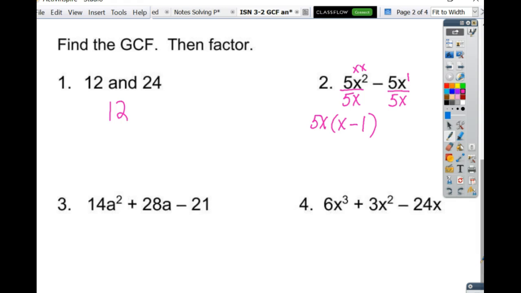So 14, 28, 21. What number can we divide? 7. Because 14 doesn't go into 21. I think I heard someone say 14, but 21 can't divide by. Now, do they all have an A? The 21 doesn't have an A, so you can't divide by an A because there's no A's here. So you put 7 on the outside. 14 divided by 7 is 2. 28 divided by 7 is 4. And 21 divided by 7 is 3.